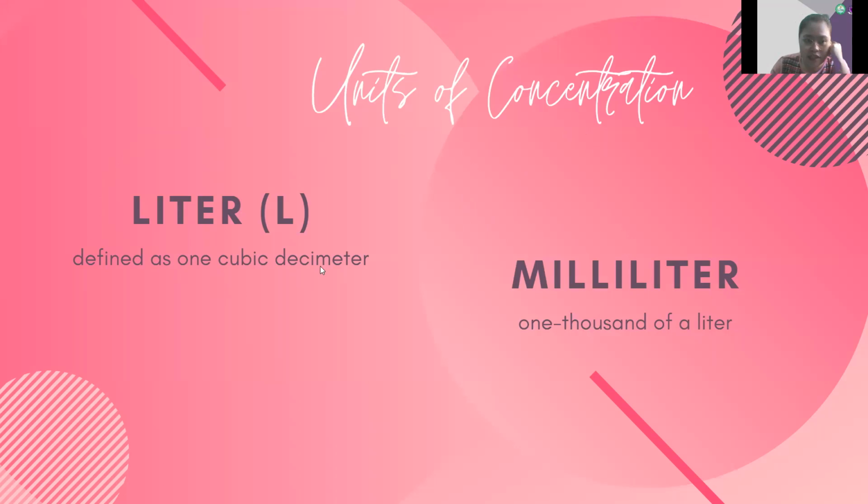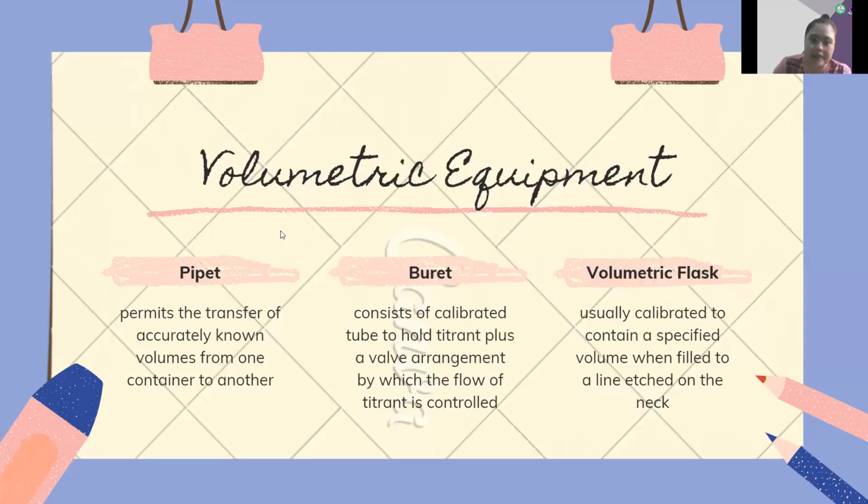Either we use liter, which is also equivalent to 1 cubic decimeter. But most of the time, ang ginagamit talaga natin, milliliter. That's 1/1,000 of a liter. So do not forget our conversion factor: 1 liter is equivalent to 1,000 ml.